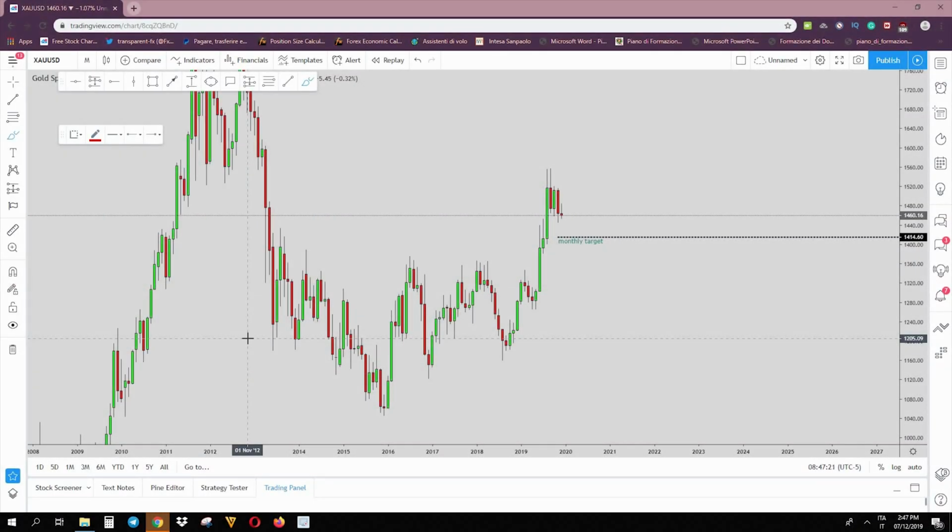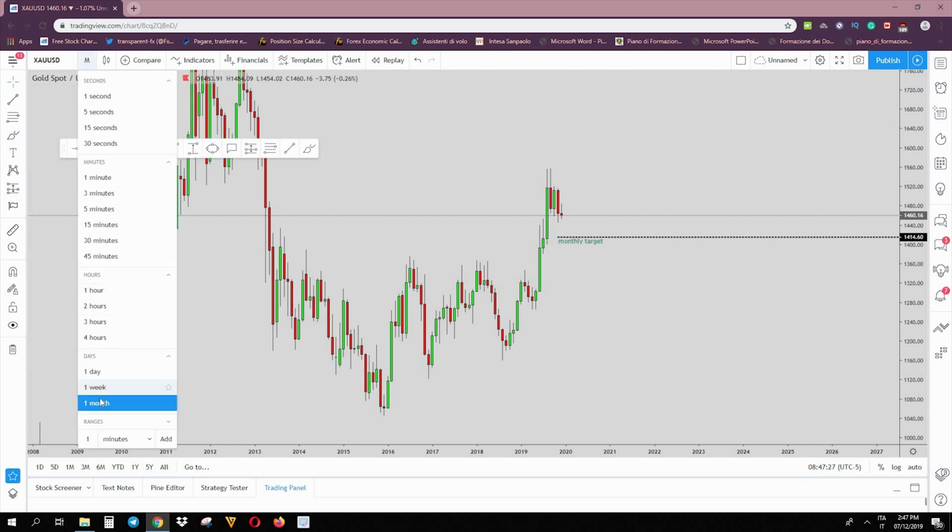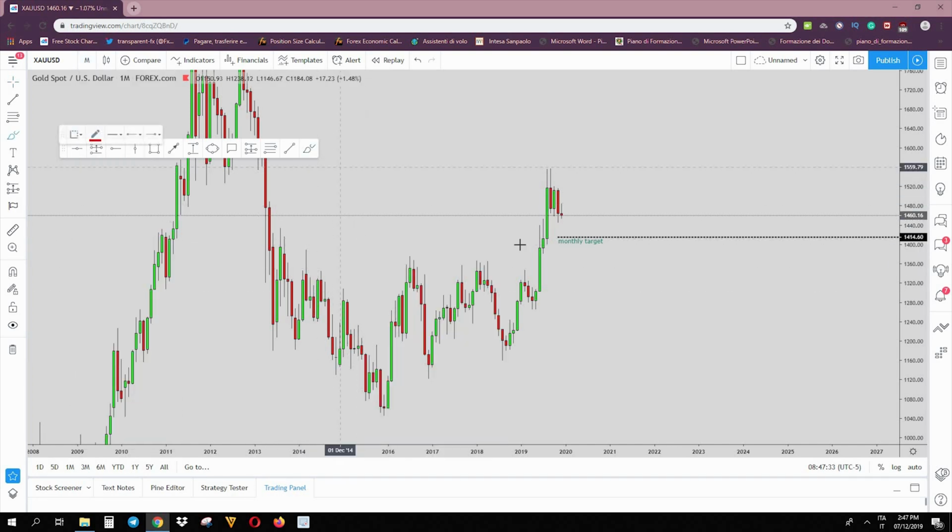Okay, so let's speak about gold. This is the first market I want to speak about. From a monthly perspective, because always remember, monthly, weekly, and daily are for direction. The 4 hours is for entry. So starting from the monthly time frame, what kind of price action do we have?